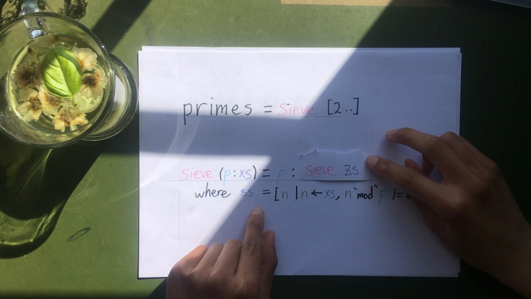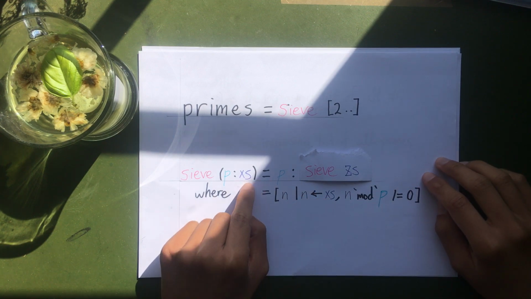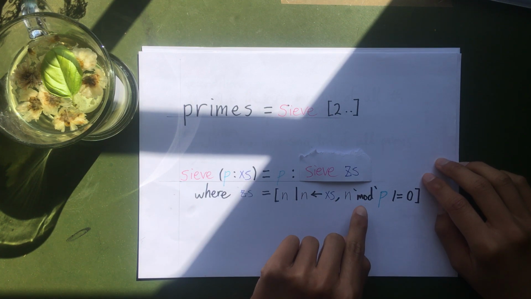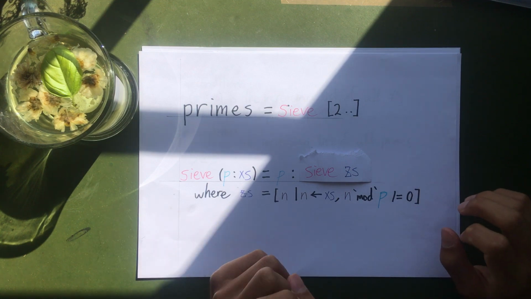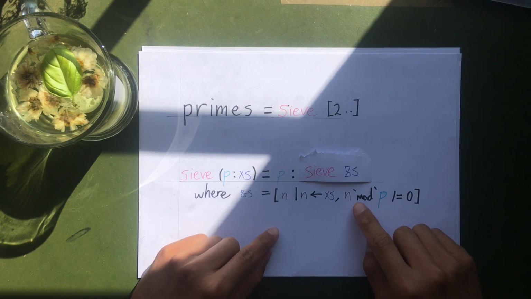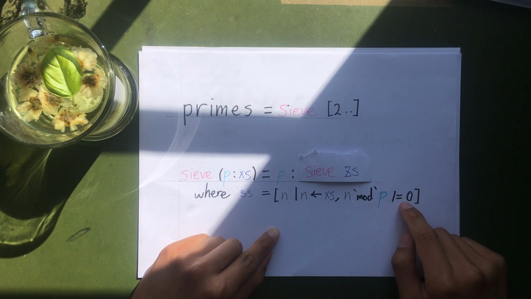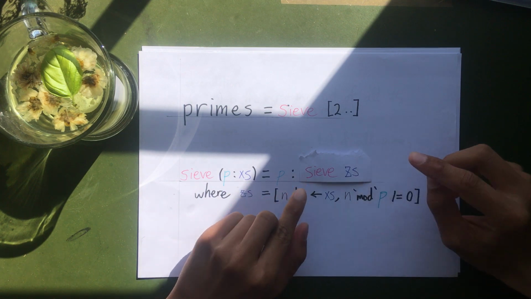So what this says is that z's is the n, where n is an element from x's, and n mod p is not 0. So the mod means remainder. So n mod p means the remainder of n when divided by p. And here all you need to know is that n mod p is not equal to 0 means that n is not divisible by p. So z's is everything from x's except the ones which are divisible by p. So sieve produces a list as well.